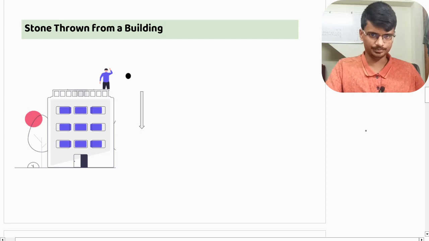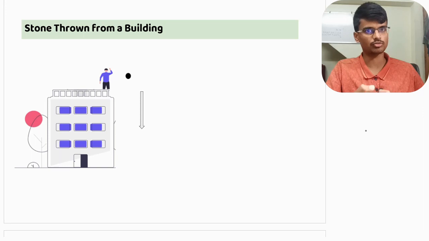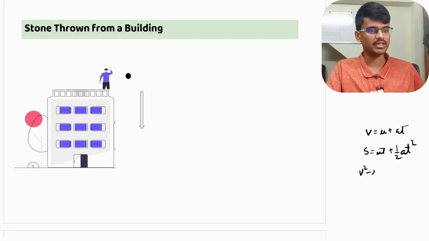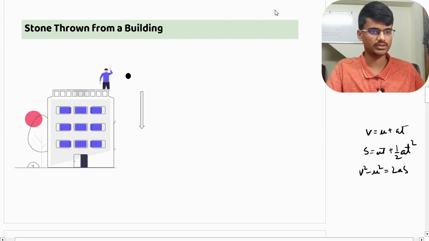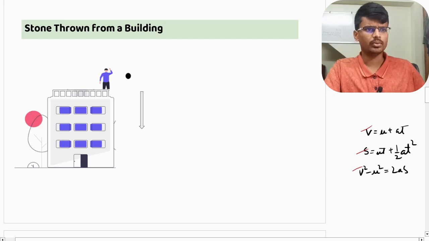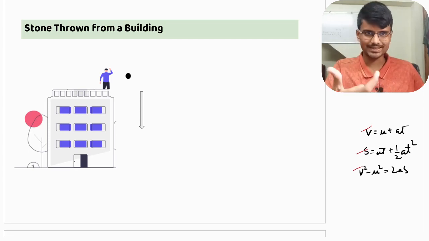I hope everyone knows the basic laws of motion. These three equations: v is equal to u plus at, s is equal to ut plus half at square, and v square minus u square equal to 2as. These basic equations of motion, I hope everyone knows, right? Everyone knows these three, right? Okay, let's take an example.